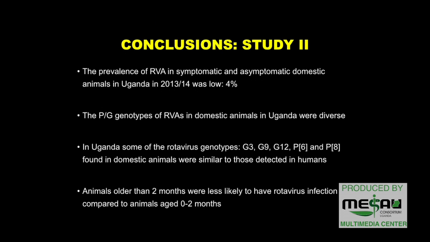So in conclusion, the prevalence of rotavirus in symptomatic and asymptomatic domestic animals was low. The P and G genotypes in our animals were diverse. In Uganda, some of the rotavirus genotypes are similar to what has been detected in humans, and animals older than 2 months were less likely to have rotavirus infection compared to the ones aged 0 to 2 months. So, study 3.